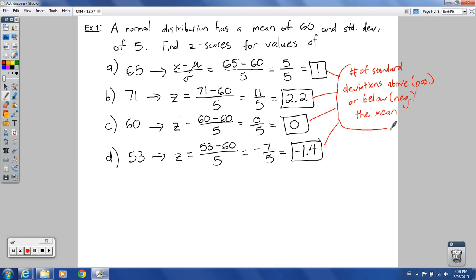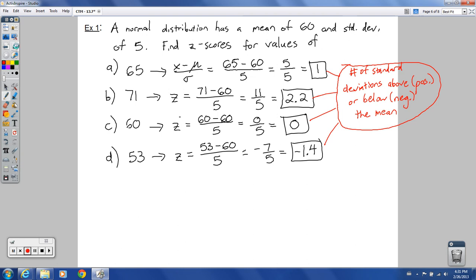Okay, so that's what those numbers are referring to, or what it's saying about that. So pretty far away from the mean here, 2.2 standard deviations. This is just 1, this is right on it, and this is negative 1.4 in the opposite direction, in other words, away from that.